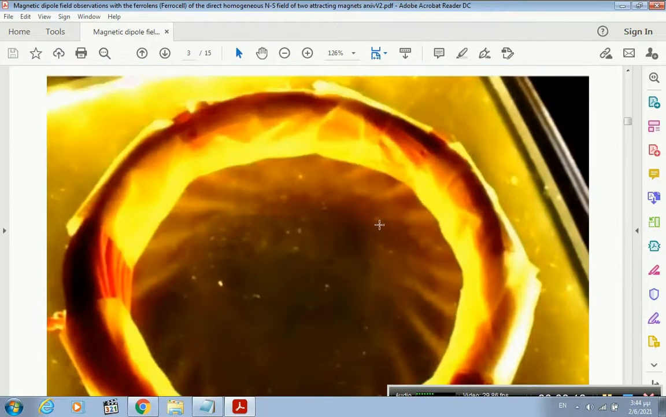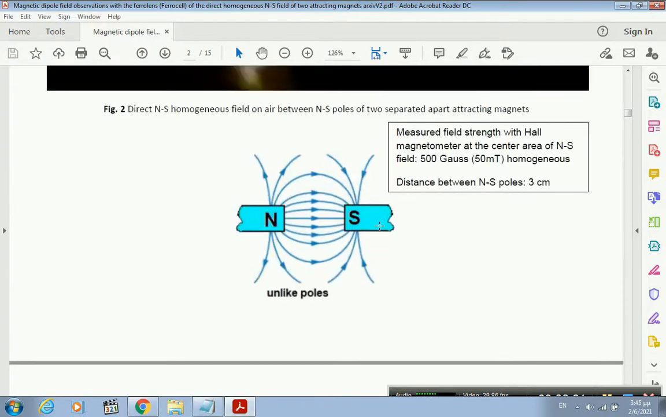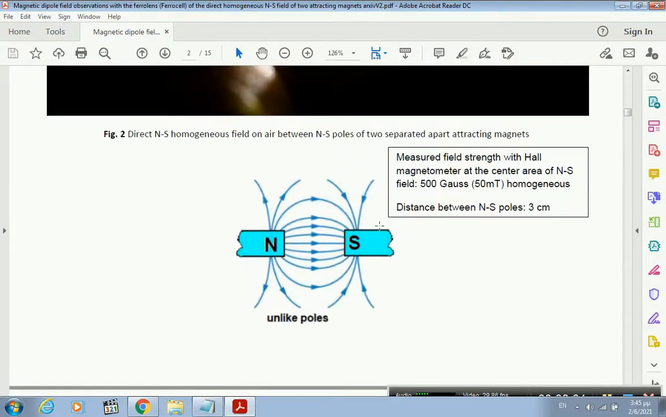So to say that it displays correctly the magnetic field of lines in these cases, but not in ferromagnets, is absurd.